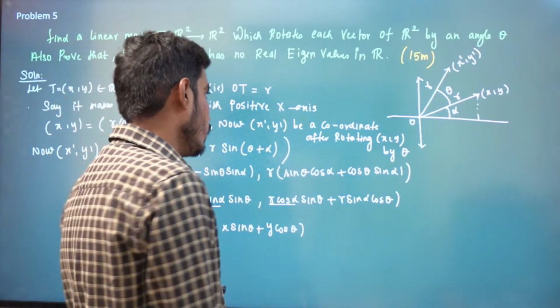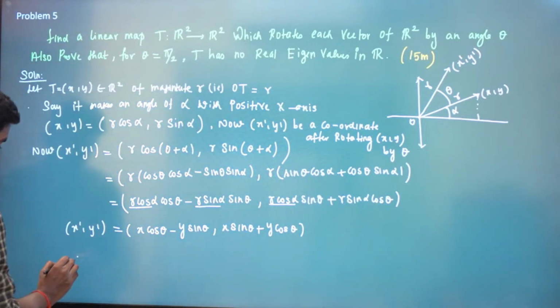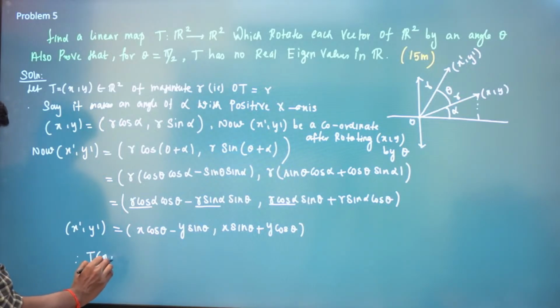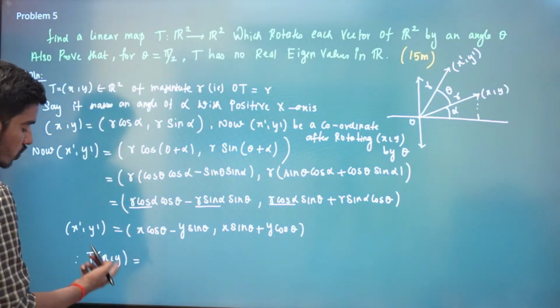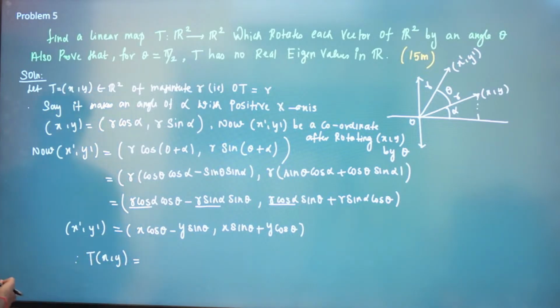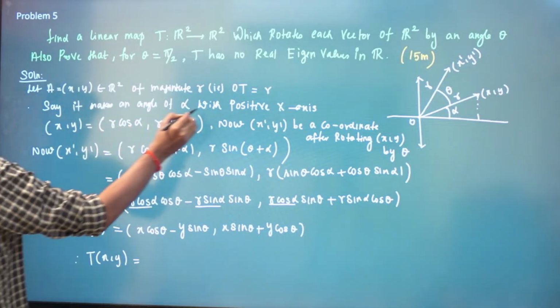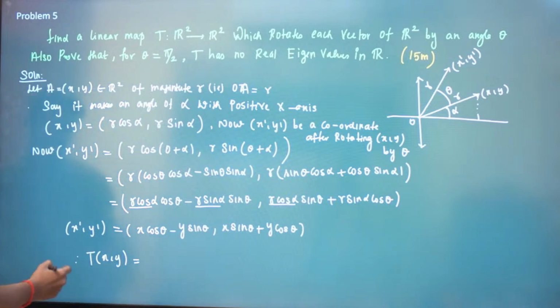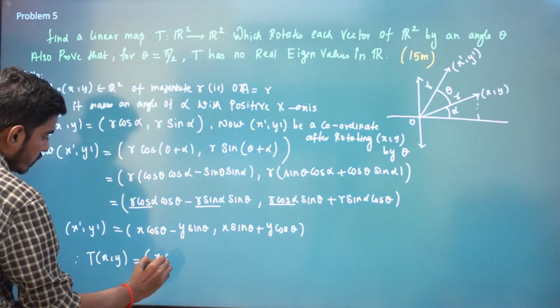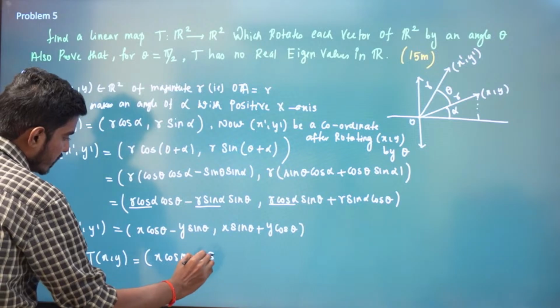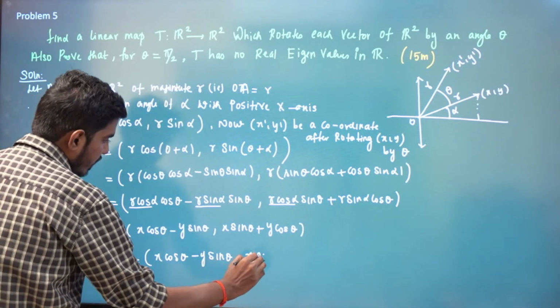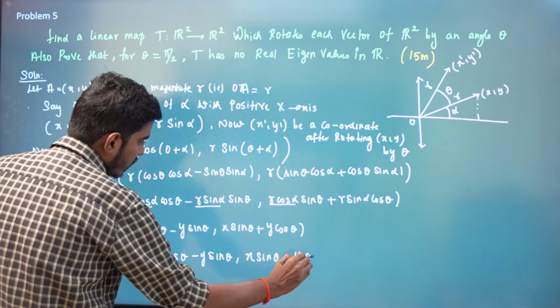So therefore, if you want to rotate x comma y by an angle of theta, the new output is given by T of x comma y. I'm using T for transformation, right? So T of x comma y is given by x times cos theta minus y sin theta, comma x times sin theta plus y cos theta.